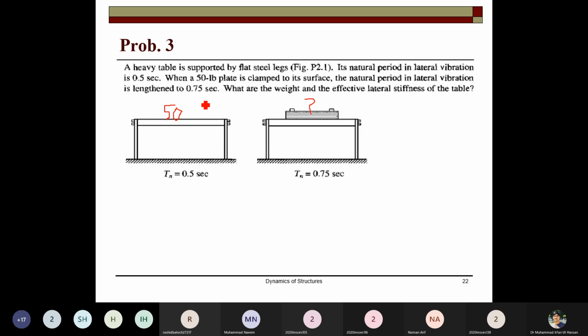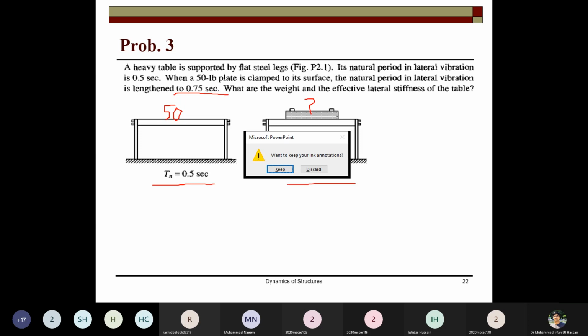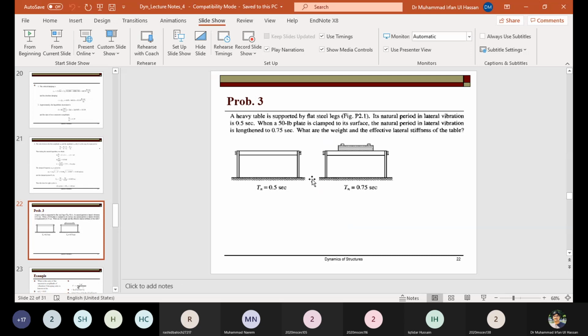The natural period of the lateral vibration is lengthened to 0.75 seconds in this case, and 0.5 seconds in the other case. So we know that the damping is the same, so you can just write the equation for Tn equals 2 pi under root m over k. And so this problem is not different.